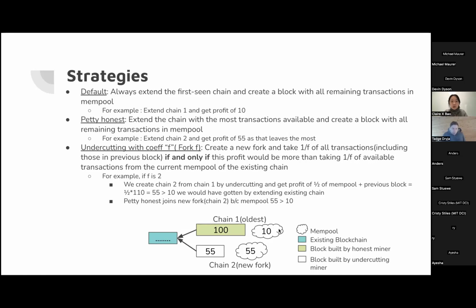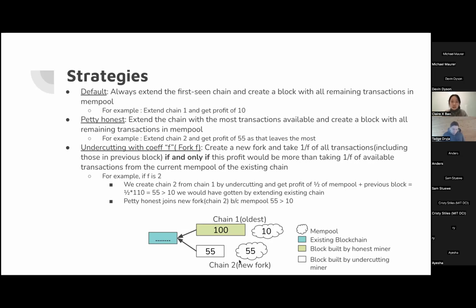Now, the second type of miner is interesting. It's called a petty honest miner. Now, the petty honest miner itself is not a threat to the blockchain because it doesn't fork the blockchain. But what it does instead is it picks the chain with the most transactions available, not necessarily the oldest chain. And it also clears out the mempool and builds a block from those available transactions.